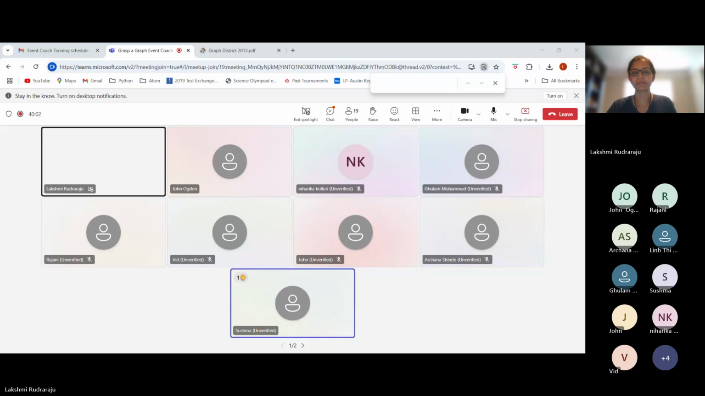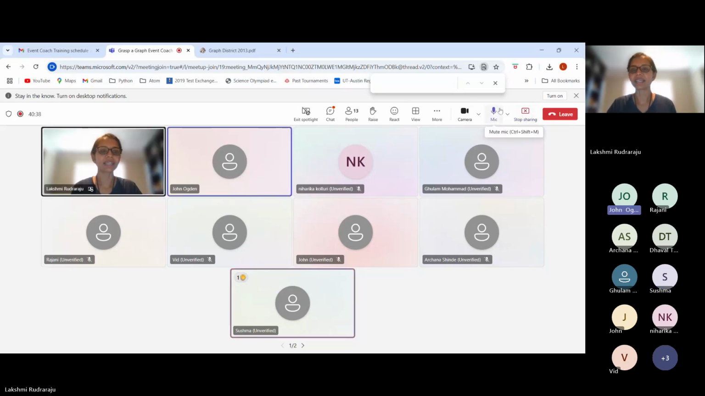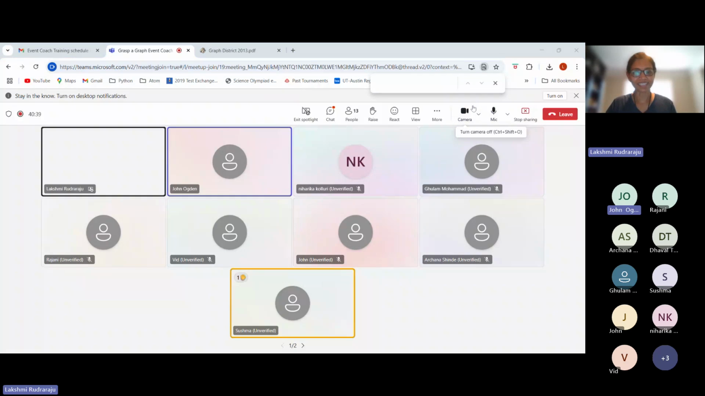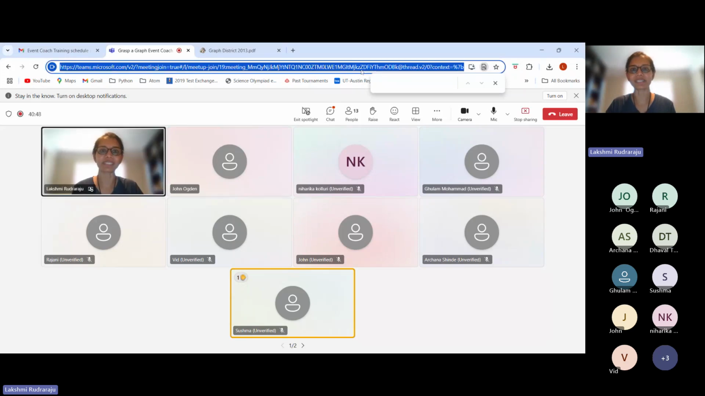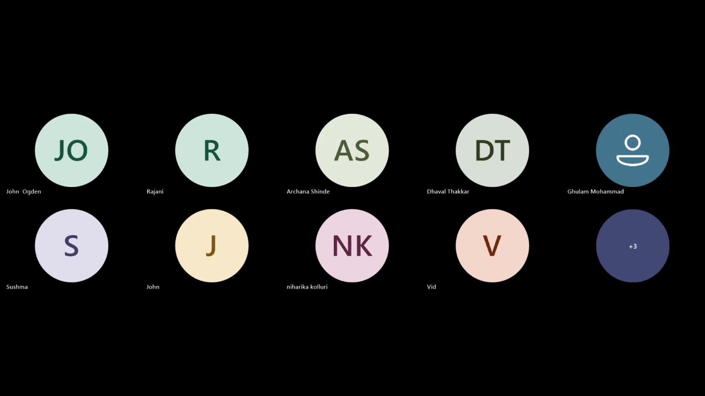We can't see your screen right now, Lakshmi. Sorry, it sounds like you're pointing to what's on your screen. Yeah, sorry, I thought I shared the whole window. For some reason, it's not. Lakshmi, are you still there? I think we lost her.